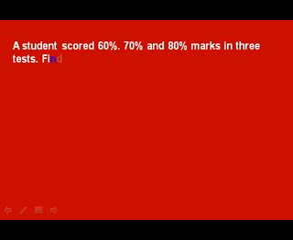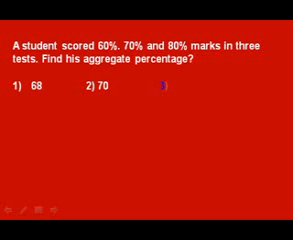The next question says that a student scored 60%, 70% and 80% marks in 3 tests. We have to find the aggregate percentage. Now most of you will say, okay, add 60, 70 and 80, divide by 3, and you'll get your answer. But let me show you, you won't. Let me assume that the maximum marks are 100 in each test.